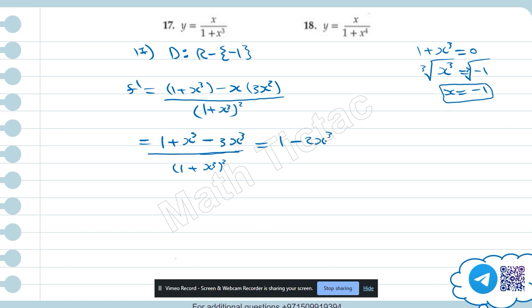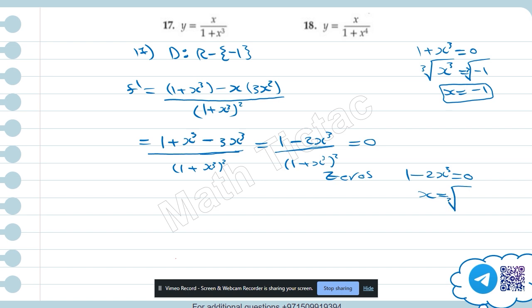Now for the denominator, the undefined value: 1 plus x cubed equals 0, and this is going to give me x equal to minus 1, after taking the cubic root. So I will reject this value since it's not included in my domain, and I will take the other value since it's included in my domain as a critical number. So let's do the number line test.